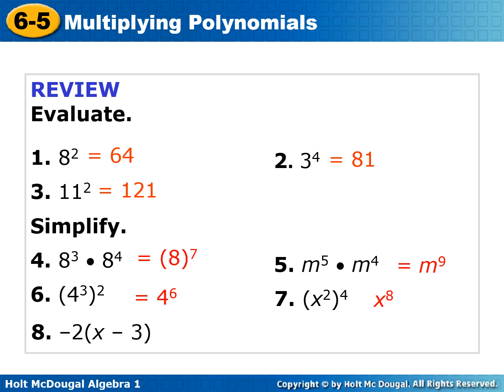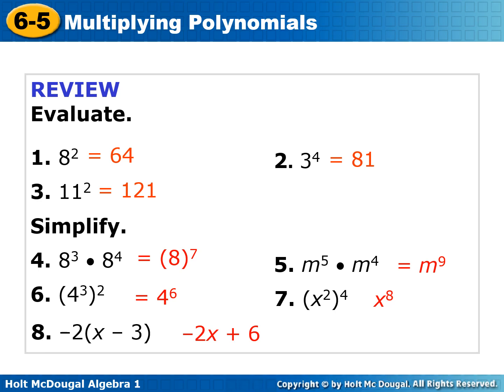So it will become negative 2 times x, and that will be negative 2x. And then negative 2 times negative 3, remember, negative times negative is positive 6. So our final product will be negative 2x plus 6.